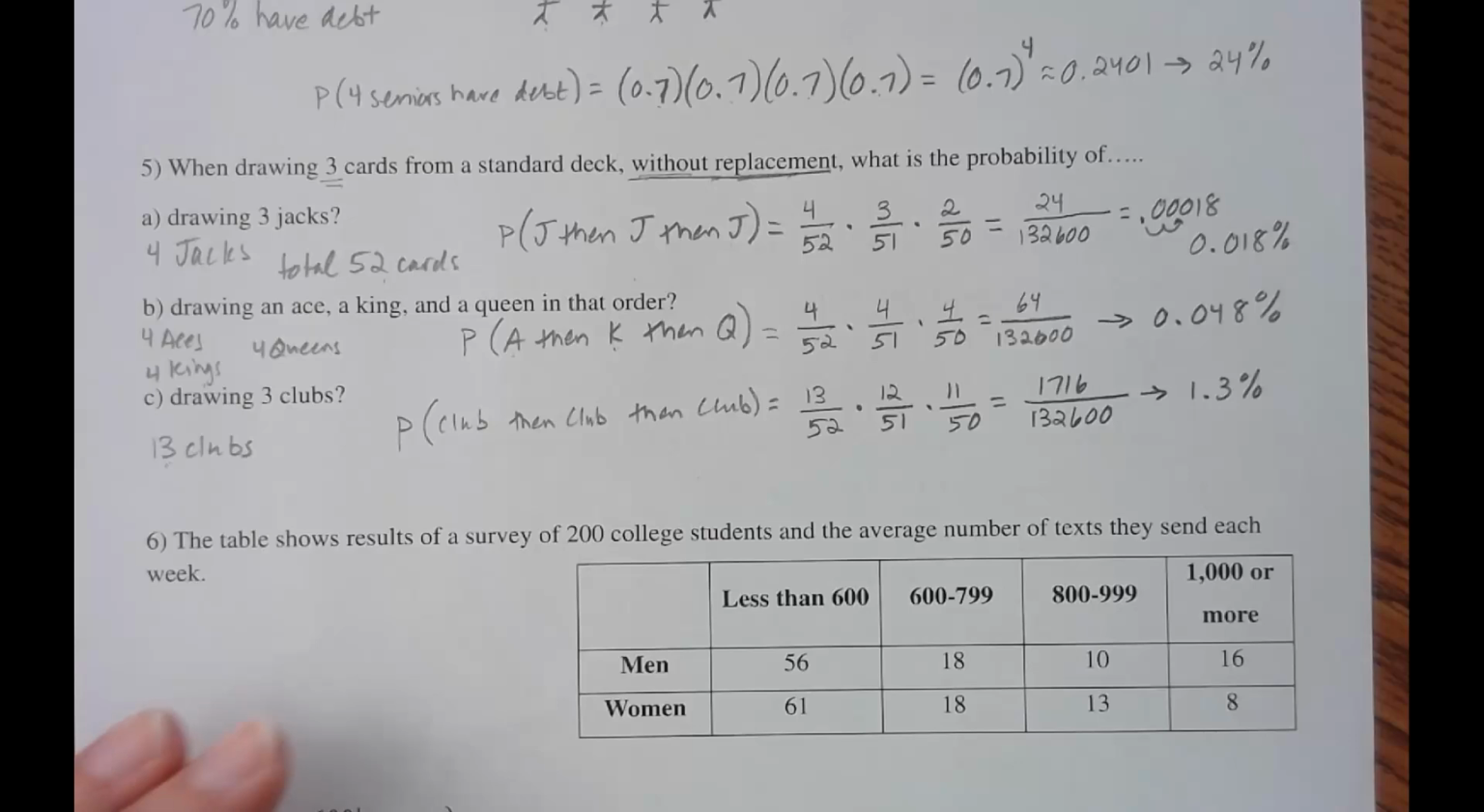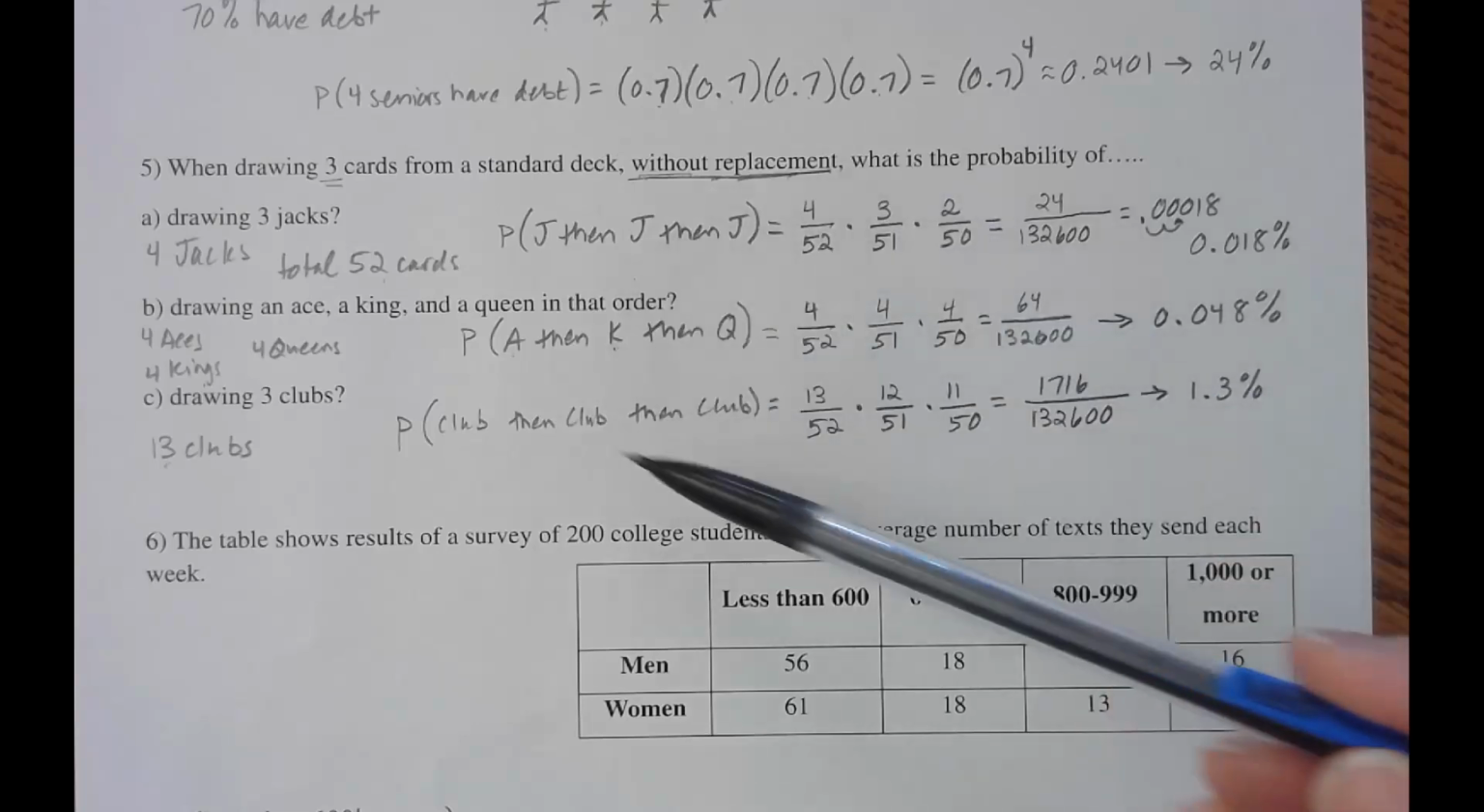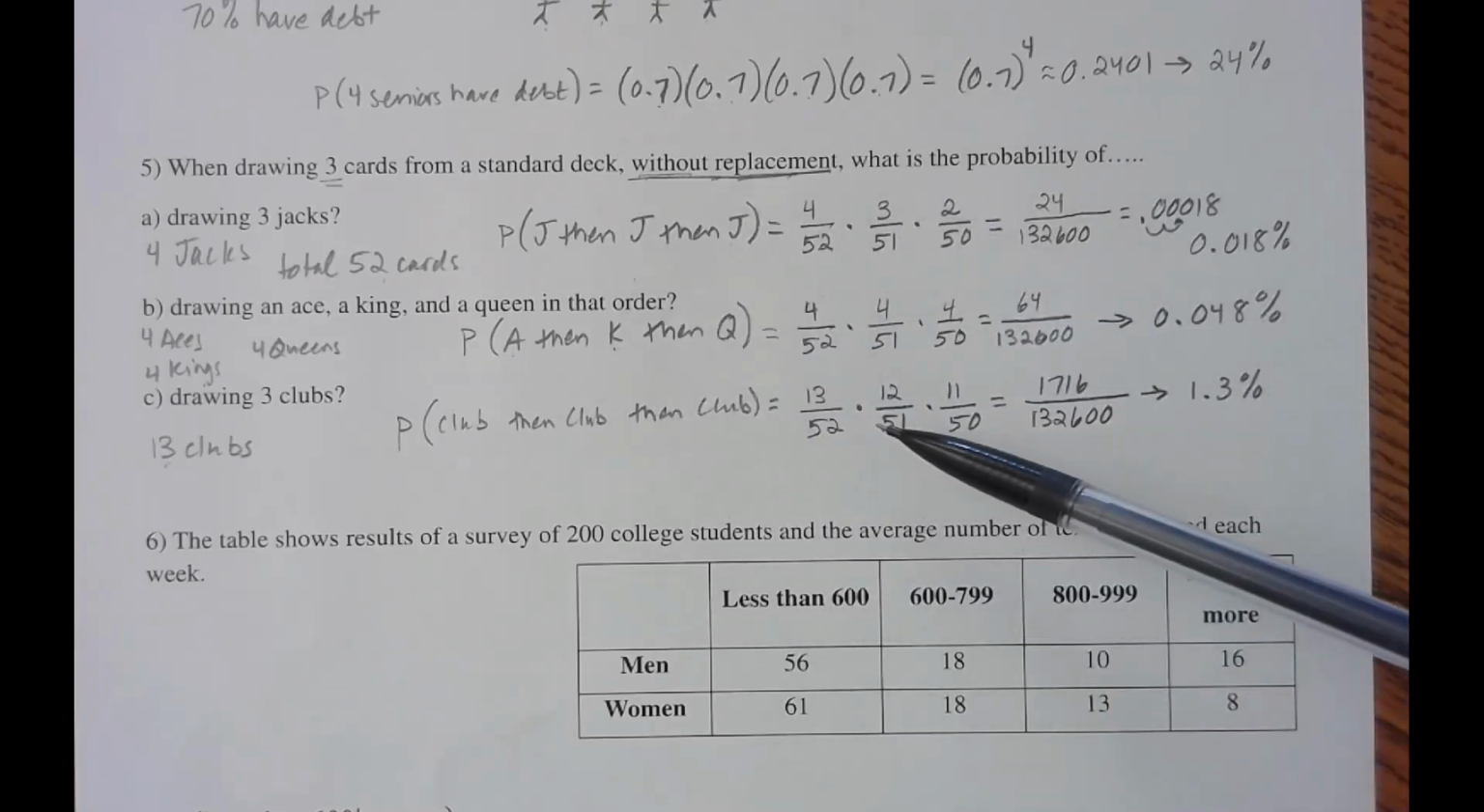1.3%. I encourage you to work this out on your calculator for yourself, just so you can verify it for yourself. So the chances are better, 1%-ish chance of drawing 3 clubs in a row, but still not very good chances. So this is how dependent probabilities and independent probabilities work. The last thing we're going to talk about is conditional probabilities.